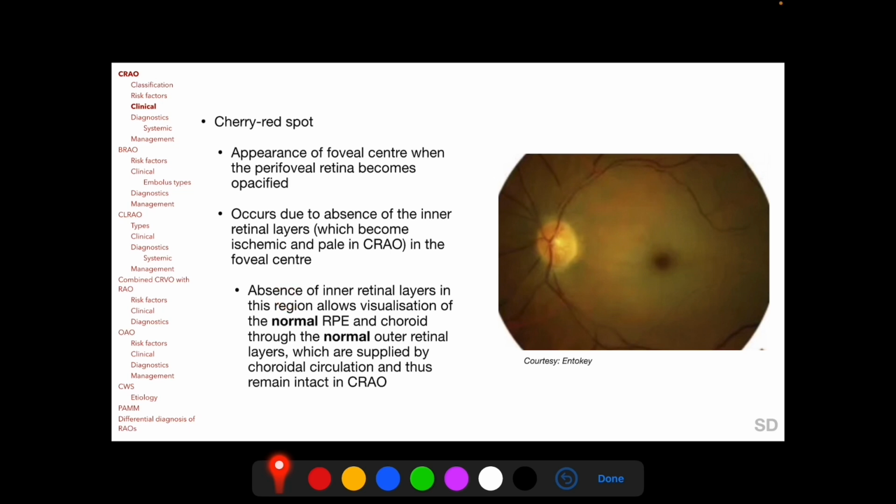So the absence of these inner retinal layers in the foveal center allows visualization of the normal RPE and the choroid through the normal outer retinal layer, that is the photoreceptor layer, which being supplied by the choroidal circulation remain intact in CRAO. It is important to note here that in ophthalmic artery occlusion, since the choroidal circulation is also affected, the cherry red spot sign is not so prominent, as we will see in a photograph subsequently in this session.